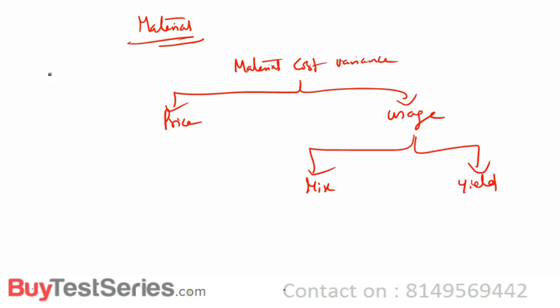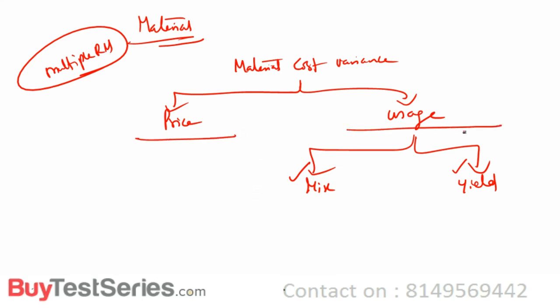Now here the point that you need to notice: only when there is more than one type of raw material, that is, when you have multiple raw materials, only then will you have mix as well as yield variance. If you have only a single raw material, then you'll get price variance and usage variance, that's it. Usage will not be further classified into mix and yield. So this is one point that you have to keep in mind.